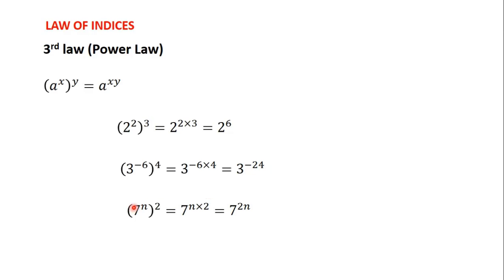If you have 7 exponent n, then that in brackets with another exponent 2 will multiply n. Remember, if you look at it very carefully, you will see that the exponent is not multiplying the base, it's multiplying the exponent. So you multiply the two exponents, so 7 exponent n times 2. From algebra, we know that n times 2 is 2n, so this will give us 7 exponent 2n.